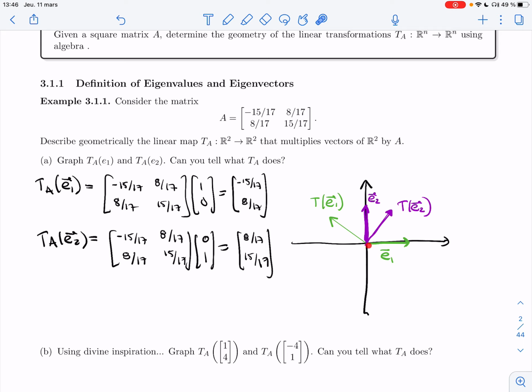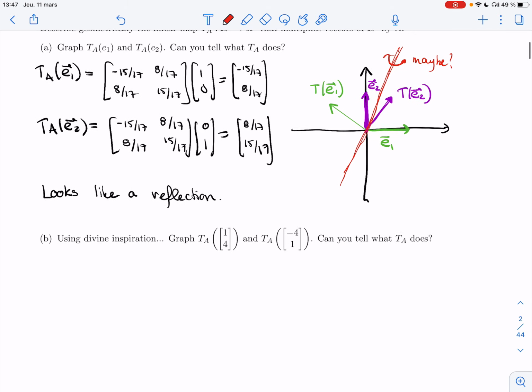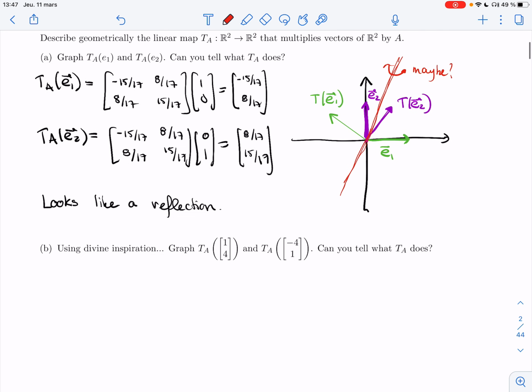Because the order is flipped, I have green, then purple, then green, I would say this could be some sort of reflection. And if I wanted to be a bit more daring in my prediction, maybe a reflection around somewhere here. But again, it's not convincing. Maybe. All right, so it's not 100% clear. I have some ideas, but it's not 100% clear.